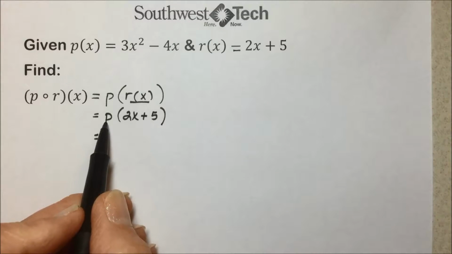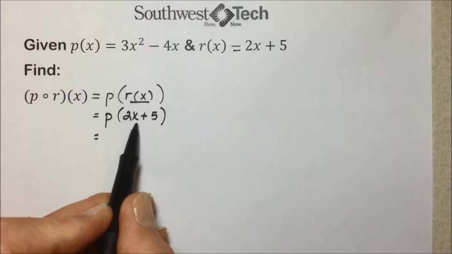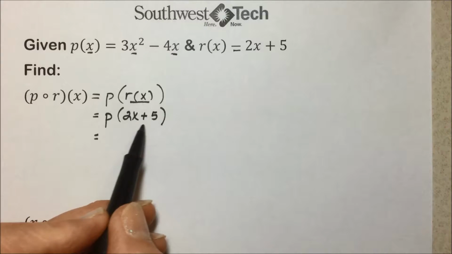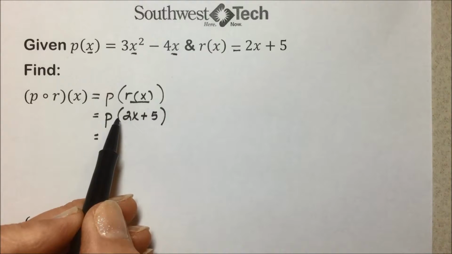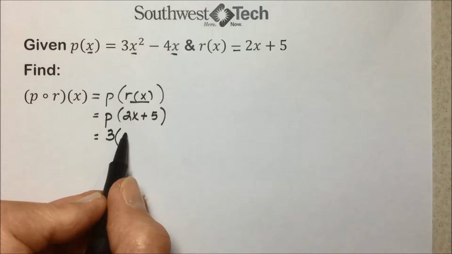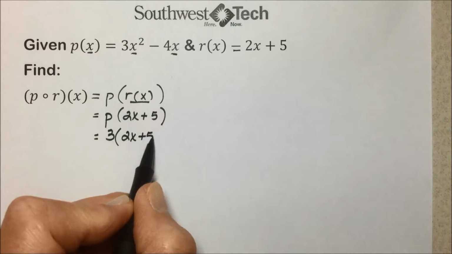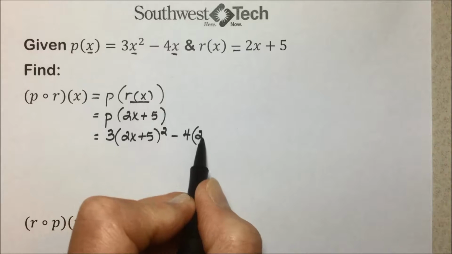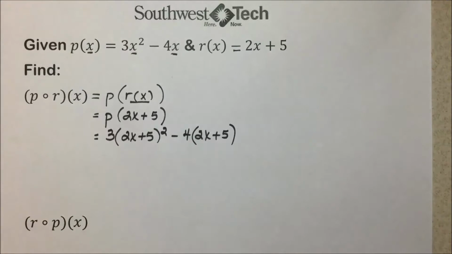And now we're evaluating the function p of this term, and wherever that variable is, we will replace it with this binomial. So the function p says take 3 times the x, and our x now is a binomial, square it, minus 4 times that value, which is 2x plus 5. We're done, with the exception of simplifying this further to get our final answer for the function given here.